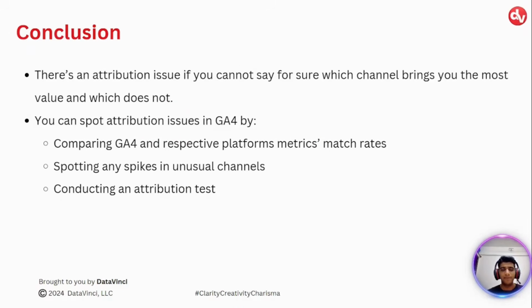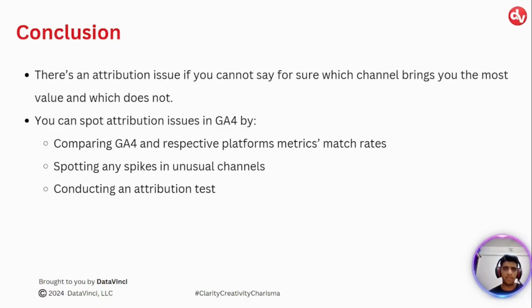So let's summarize what we've learned today. Attribution issue: how can you say whether you have an attribution issue? If you have an attribution issue, you cannot say for sure which particular channel brings you the most conversions and which particular channel is the most efficient for you. And this particular data is not available in GA4 for you. So if you're facing such a problem, then yes, you might be facing an attribution issue.